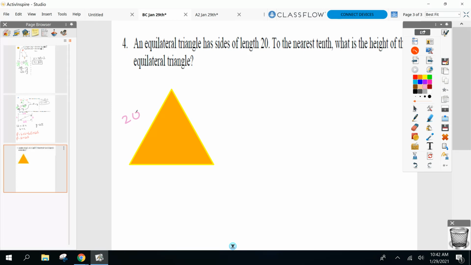You guys don't have nearest tenth on your directions. You have simplest radical form, correct? No, we have nearest tenth. You do? You're going simplest radical form.